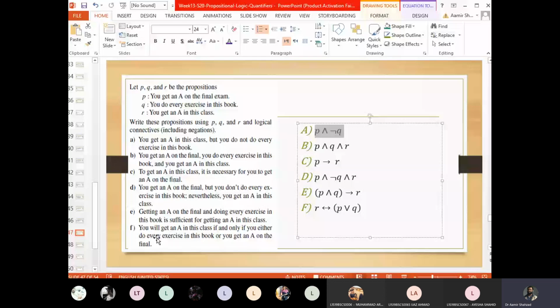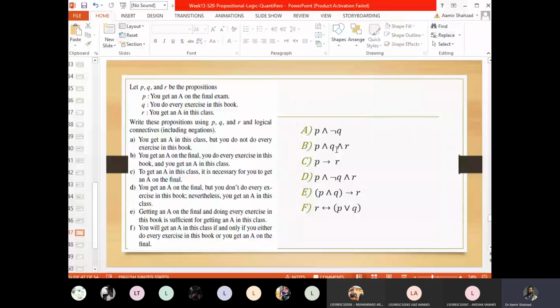The last one: you will get an A in this class if and only if. If and only if, so it's a biconditional. You will get an A in this class, R, if and only if you either do every exercise in the book or you get an A in the final. So R if and only if either you do P or you do Q. Either you get an A in the final exam or you do every exercise in the book. So these are just mathematical notations of our English statements.